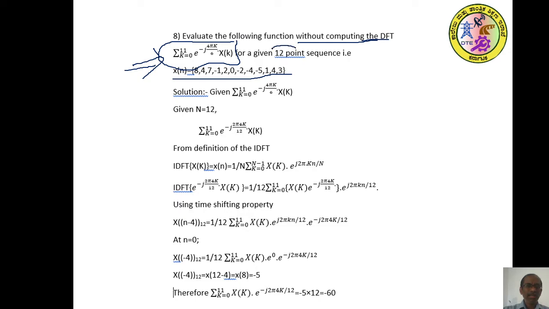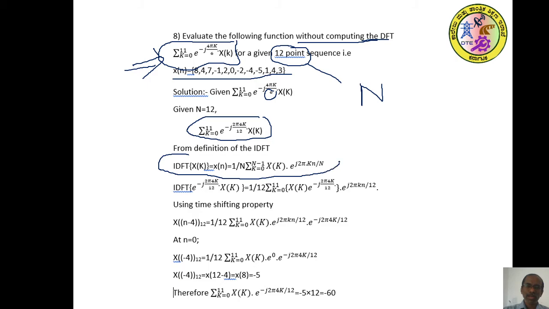Very important information. What is the value of n they have given? It is 12. But here it is 6. Many times I have told this can be converted to 12 by multiplying and dividing by 2. So our formula looks like this. Summation k is equal to 0 to 11 e power j 2 pi by 12 into 4k by 6 into x of k. Let us take the help of the IDFT formula.